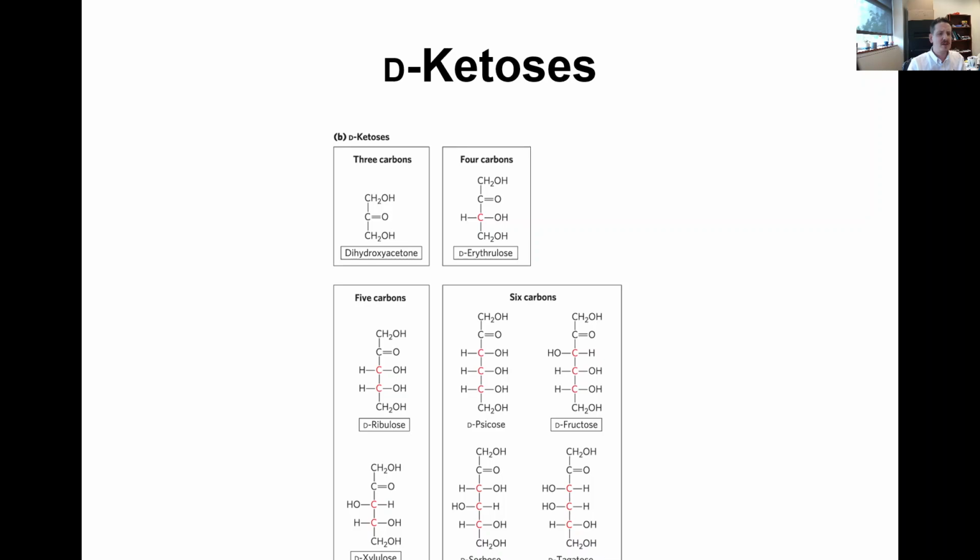On the other hand, the ketose is carbon number 1, 2, 3. And carbon number 2 is the carbonyl, and this is a ketone group instead, where the R group is attached to both sides of the carbonyl carbon. And fructose is probably the most famous ketose there is. There's fewer of them in biology. They come up less often, but nonetheless are still very, very important. Now we're going to move over and talk about the stereochemistry here.